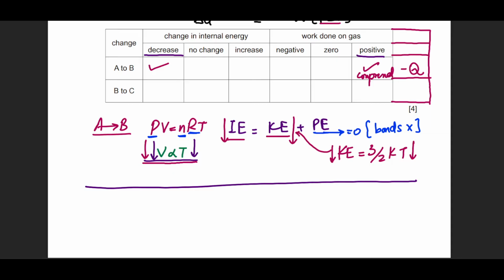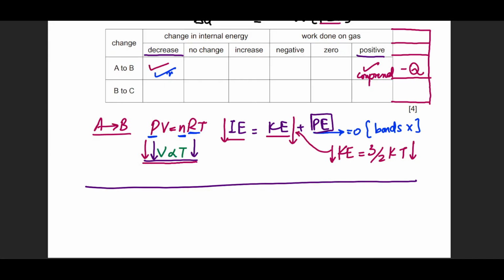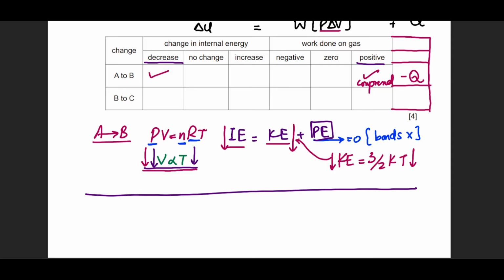In some examples, in some videos, you will see that they have tried to justify it with potential energy. For an ideal gas, the potential energy does not exist. So that logic does give you the correct answer of decreasing, but it is not applicable over here because we know that the potential energy does not exist. But anyways, you can also use that to justify this answer if that makes more sense to you. Anyways, let's move to B to C.